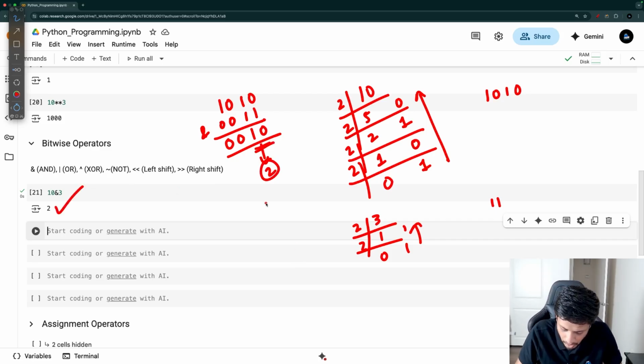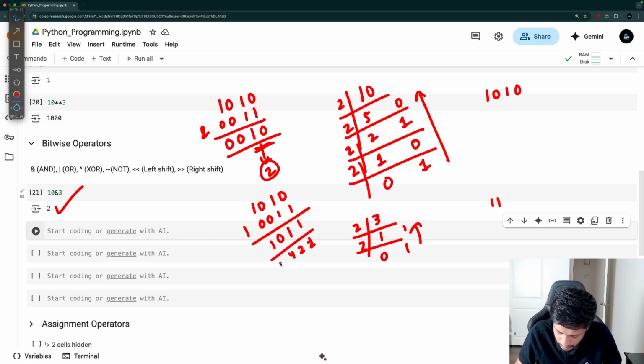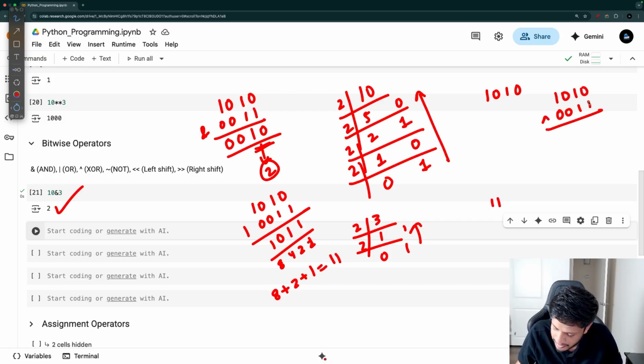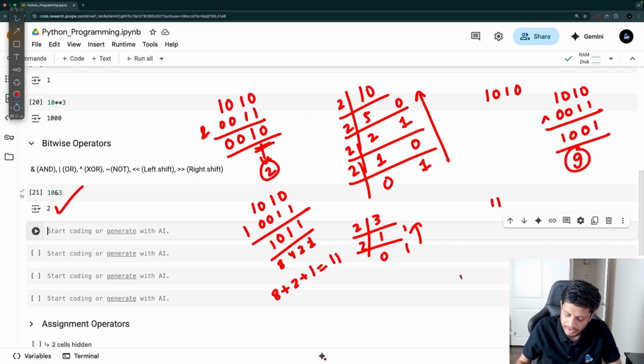Now similarly, let us perform OR between these two. So 0 or 1 is 1, 1 or 1 is 1, 0 or 0 is 0, and 1 or 1 is 1. So 1 0 1 1 is the binary with place values 2 to the power 0 which is 1, then 2, 4, 8. So you will get 8 plus 2 plus 1, which is 11. So if you take OR of these two, you will get 11. And similarly, let's take XOR as well. 1 XOR 1 is 0, 1 XOR 1 is 0, 0 XOR 0 is 0, and 1 XOR 0 is 1. And this is the binary of 9. So the OR will come out as 11 and XOR will come out as 9.